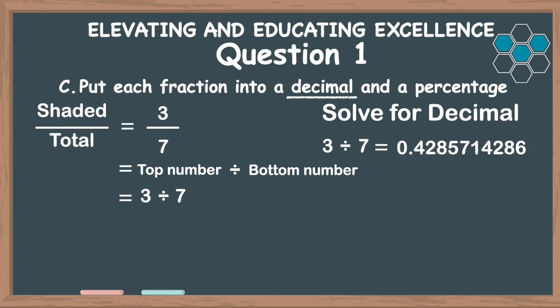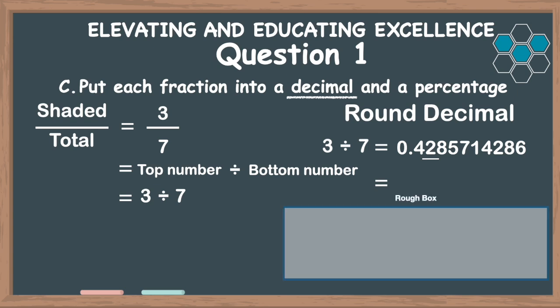What's best with working with digits such as these is to round it. So we're going to round this answer. What we're going to round is to 2 decimal places. Therefore, let's underline the 2. So in order to round this 2, we're going to draw a rough box. In this rough box, we're going to write 0.428. Now we're going to label it.